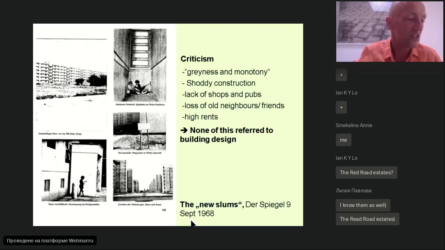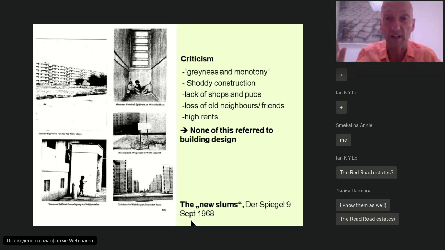That was also very clear, and it had a lot to do with the way capitalism works. You wouldn't open a shop or a pub before people move in and actually would be customers of your shop and your pub. So a lot of the shops actually opened much later, but the first people who moved in had no shopping opportunities. There was also the question of shoddy construction. That was probably the only architectural one.